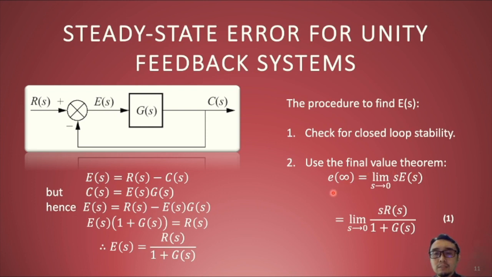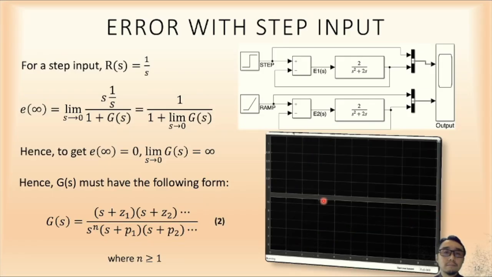Just a review in the Laplace theory, the expression for e at infinity, this is in time domain, equals the limit as s approaches 0 of s times E(s), this is in the Laplace domain. So this equation E(s), if you multiply it by s, so s R(s) over 1 plus G(s), if you find the limit as s approaches 0, then you can obtain the e at infinity. That is what we want to know for a particular system.